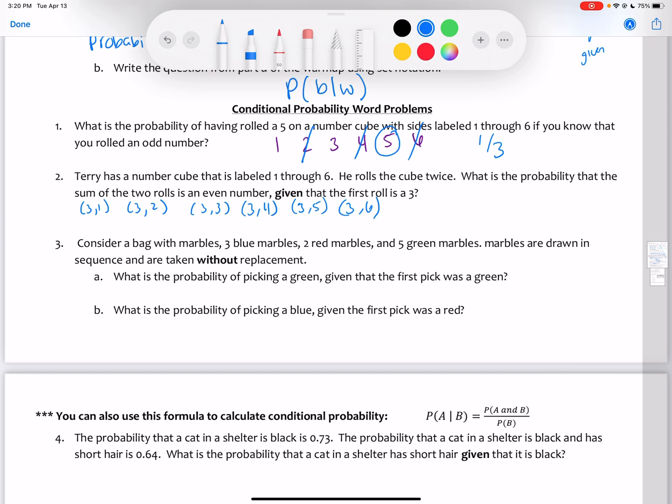So when I roll a dice, there's 36 outcomes. If I roll 2 dice, because it has to be a 3 first, then that limits the outcomes to 6. So what's the probability that the sum is an even number? So the sum here is an even. So 4 here is an even, and here is an even. So that's going to be 3 out of 6.